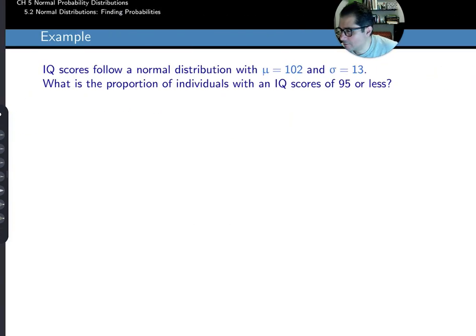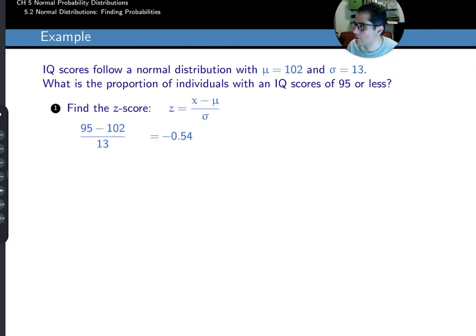Just an example. They say that IQ scores follow a normal distribution with mean 102 and standard deviation 13. So what is the proportion of individuals with an IQ score of 95 or less? I'm going to solve this two ways. First, just the approach that I just described: find the z-score. You find x minus the mean divided by the standard deviation. The x value is this 95, the mean is 102, and the standard deviation is 13. When you plug in those values, you get a negative 0.54. So this is the z-score.